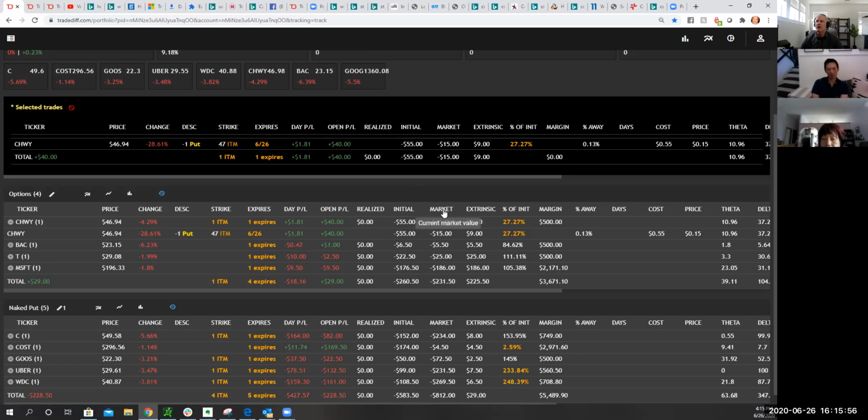Market value is if you closed that today, how much you would close it for. So if you collected $55 and you could close it for $15, then your profit would be $40. 55 minus 15, which is the number in your open P&L.